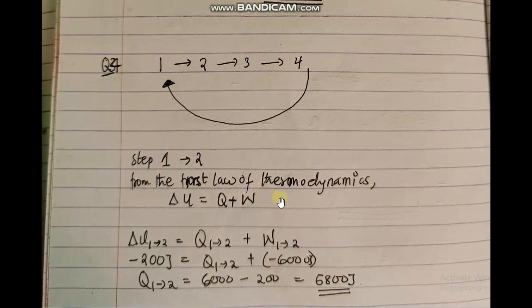And what does the first law of thermodynamics state? The internal energy of a system can only be changed by two things: by adding heat or by doing work on the system. So the change in internal energy is equal to Q, which is heat, plus W, which is work done. That's the first law of thermodynamics.